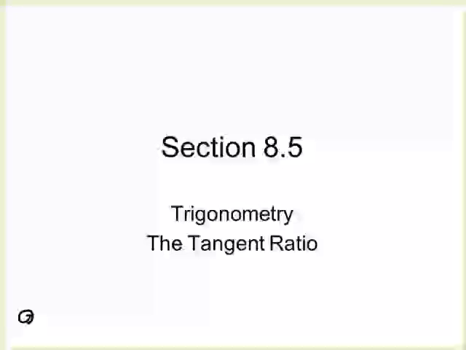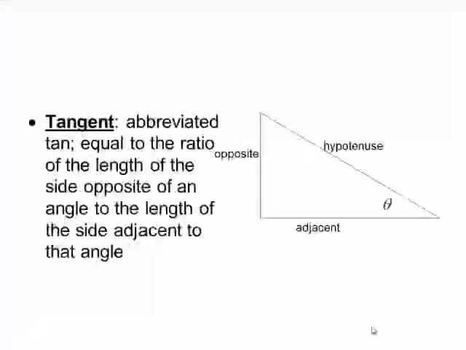Something to something. Sometimes we write it with a colon, like 2 to 3. Sometimes we write it as a fraction. We're going to write them as fractions here. So a ratio is a fraction. So tangent, which we abbreviate tan, is equal to the ratio, or the fraction, of the length of the opposite side of an angle to the length of the adjacent side to an angle.